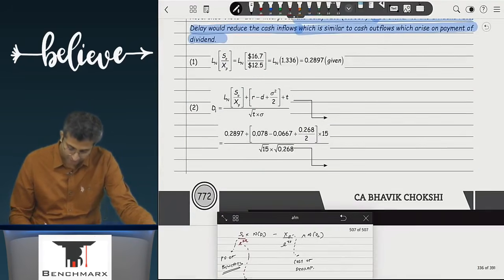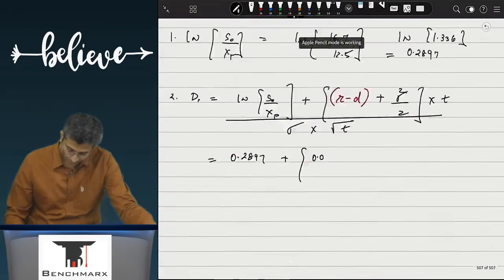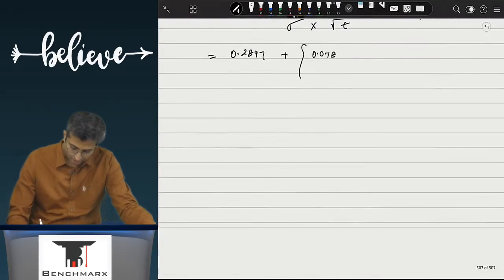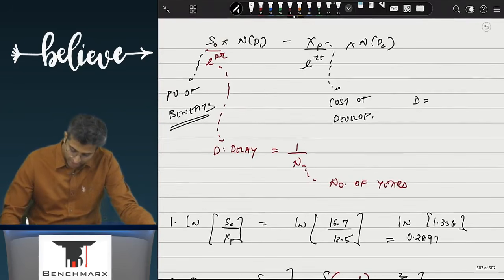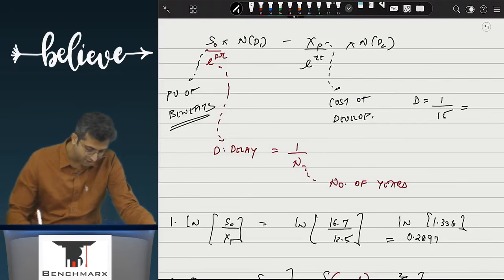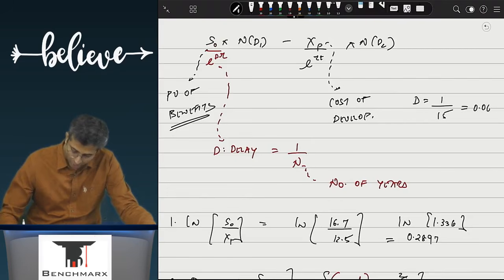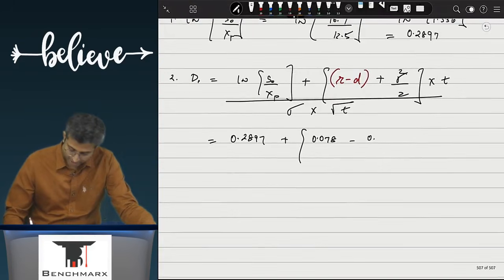R is 0.078. Minus D. What is D? So D over here is 1 divided by 15. 1 by 15 is 0.0667. So this is minus 0.0667.